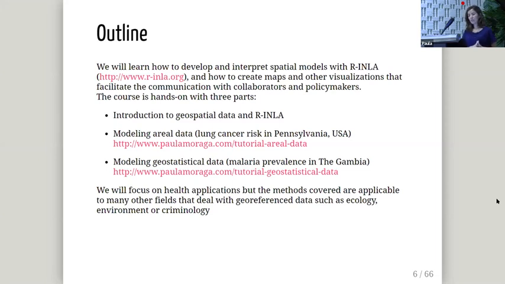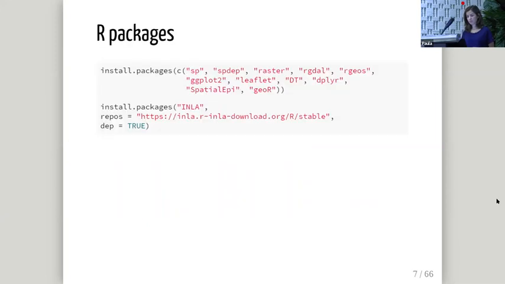For the areal data, we're going to see how to estimate lung cancer risk in Pennsylvania in the USA. And for the geostatistical data, I'm going to show how to predict malaria prevalence in the Gambia. And again, these are disease mapping applications, but the methods can be applied in other contexts, for example, in ecology to predict the species distributions, in environment to estimate air pollution, or in criminology to assess patterns of crime.